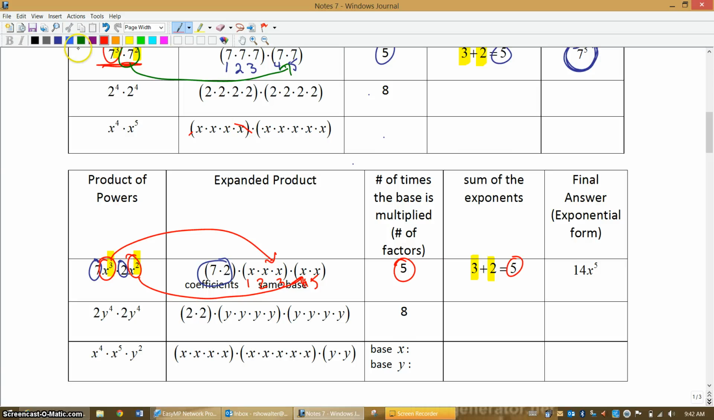So again, we get the 14. When we finish multiplying these, we get this 14 from the 7 times 2, from the coefficients, and we get this x to the 5th. We kept the same base x, and we have a new exponent 5 from 3 plus 2. With your row partner, go ahead and fill out these tables. Ask them questions to clarify it, and we'll go over these in a second.